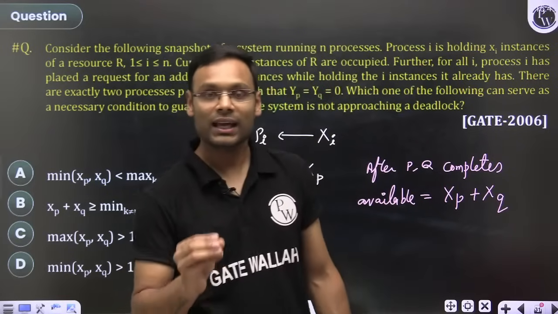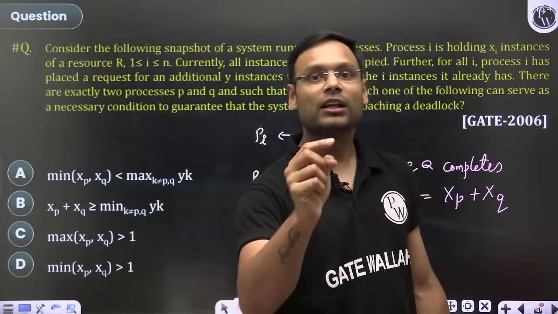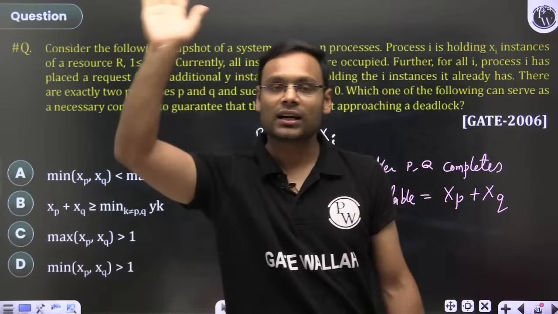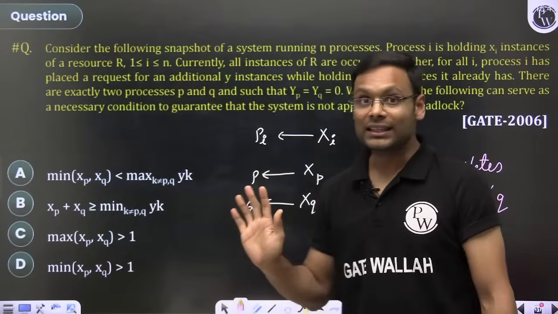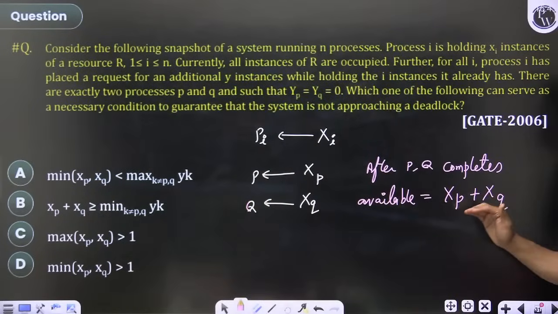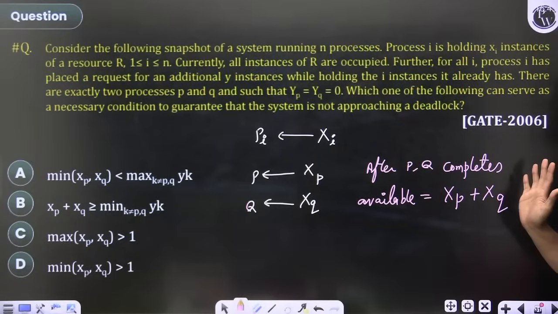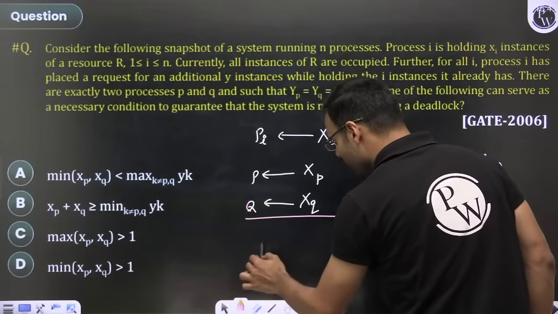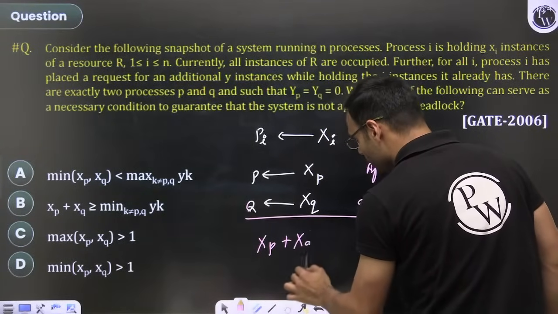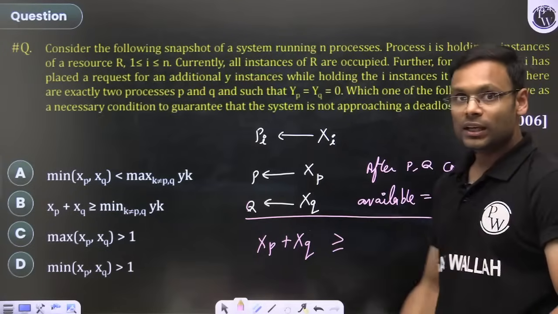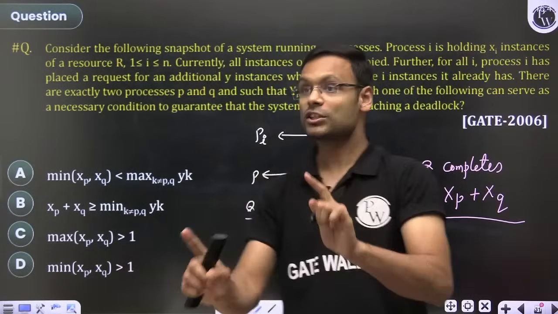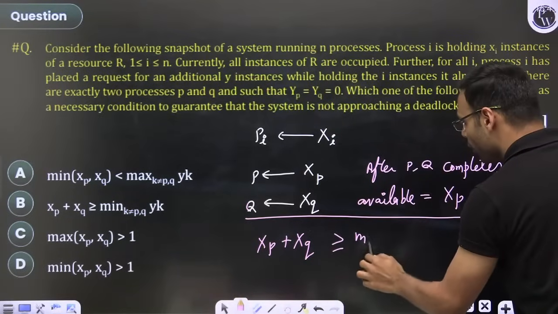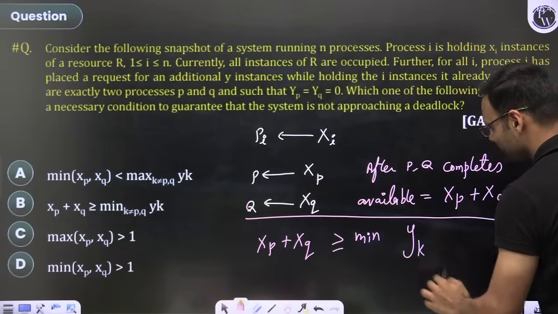With these resources, can I complete the request of another process? If yes, then I am going further in the correct direction without deadlock. If with these many instances I cannot fulfill somebody's request, then there is a deadlock approach. So what I will write is that xp plus xq should be greater than or equal to the request of some process which is not P and Q for sure. So look at this, the minimum of some process yk.